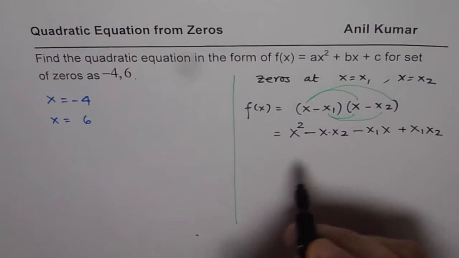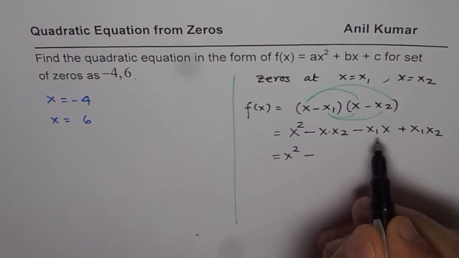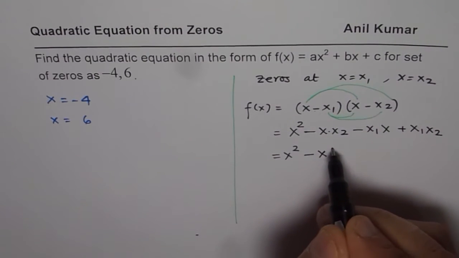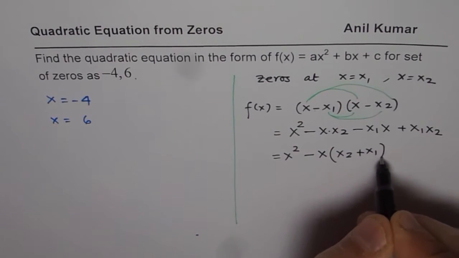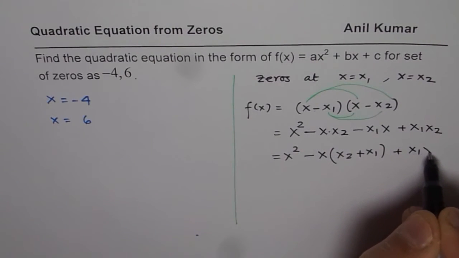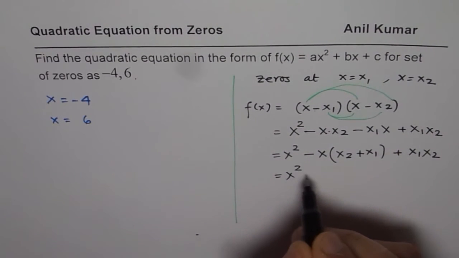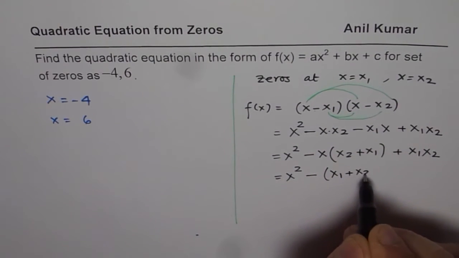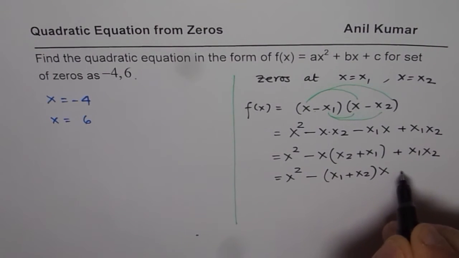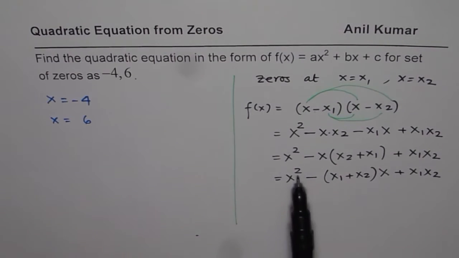We can actually combine these two terms. We can take minus common and x common, right? So we can take x common. So here we get minus x2 plus x1 times x, plus x1 x2. So I'm going to rearrange this a bit, and I'll write this function as x squared minus x1 plus x2 times x plus x1 x2, right?